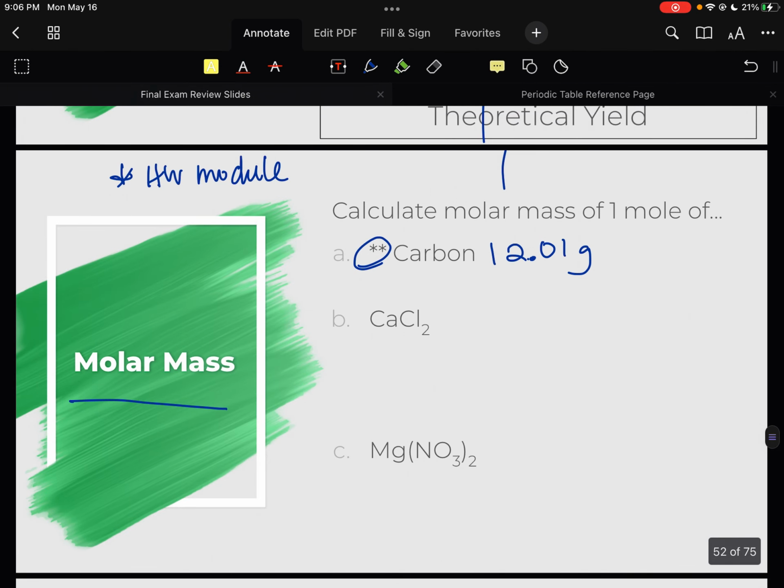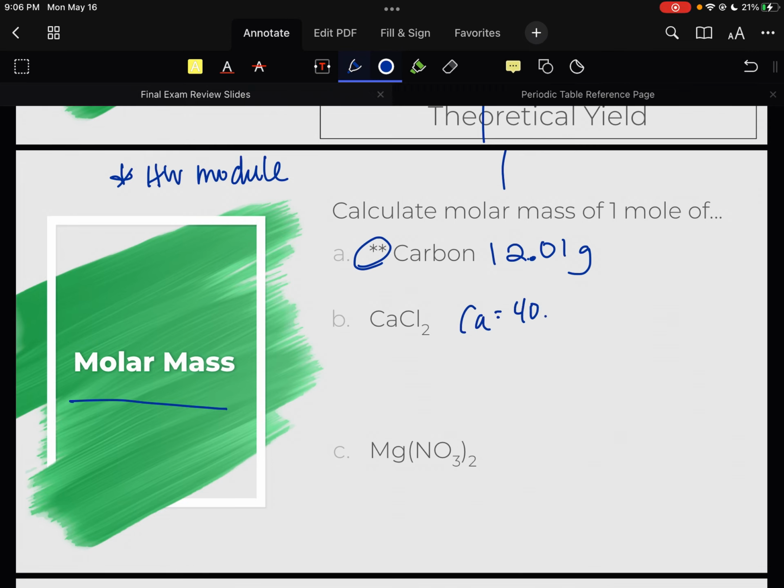So I have 1 calcium, and then I have 2 chlorine, so I have to multiply chlorine twice together. So when I add all of that up, you end up with 110.98 grams. For this one, magnesium nitrate, I'll start by just writing everything out.